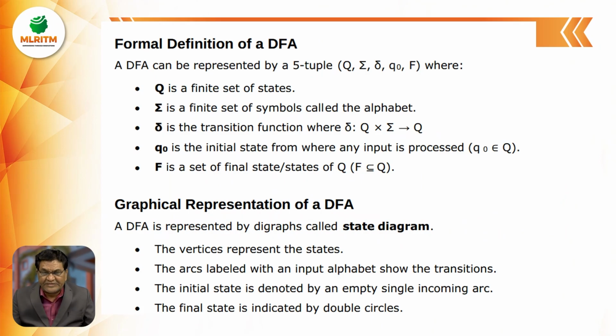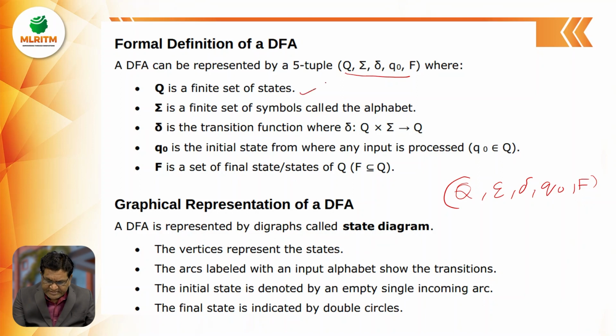So what is the formal definition of a DFA? A DFA can be represented by 5 tuples. This is the most important: Q, sigma, delta, q0 and F. Every transition diagram in finite automata must have Q, sigma, delta, q0 and F. What is Q? Q is the set of states.